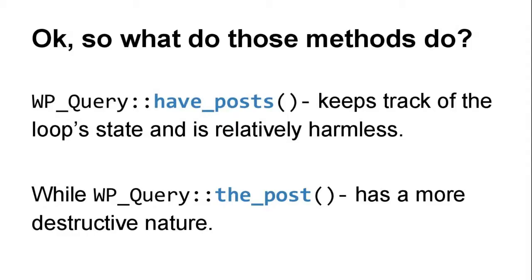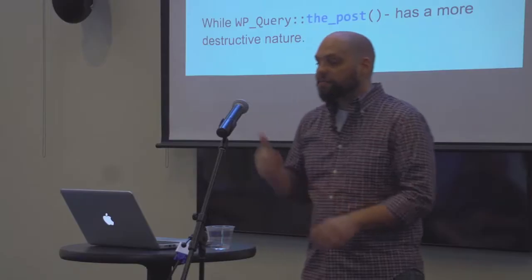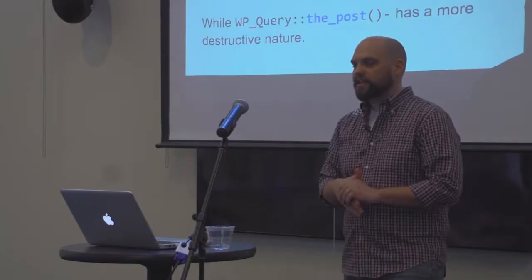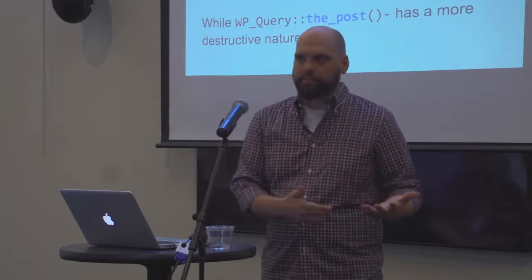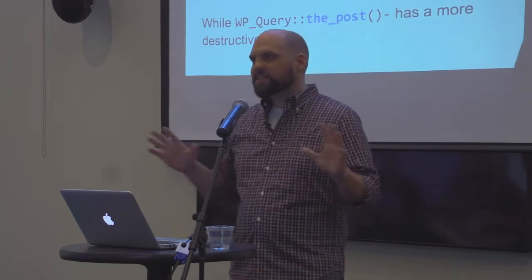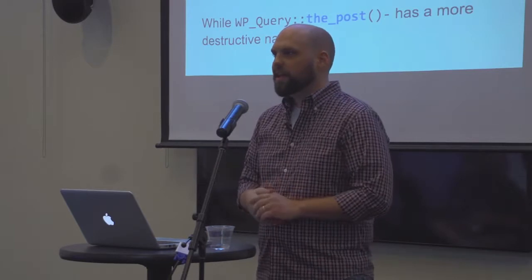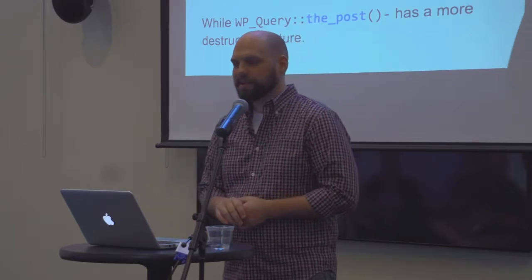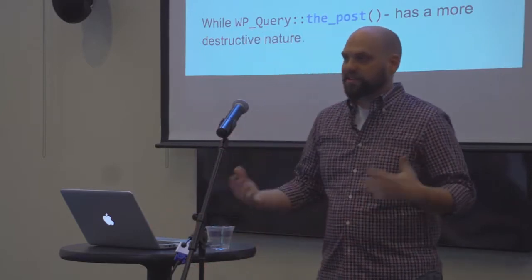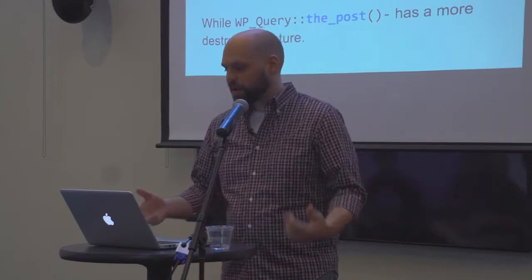Okay, so what do these methods actually do? We saw that the other functions are just wrappers for these methods. So let's find out what's happening. have_posts is relatively harmless. It keeps track of the loop state, and at the very end of the loop, it'll reset the loop back to the beginning. And it's very useful, but not quite as much of a problem as the_post can be. the_post can be very destructive, and we're going to see exactly why.